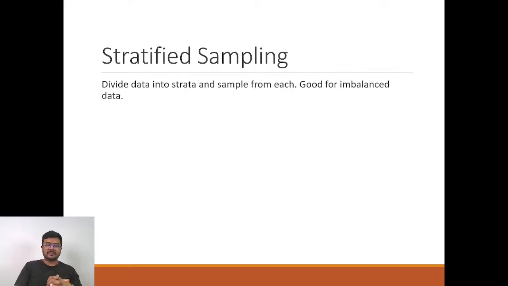Then comes stratified sampling. What happens in stratified sampling is the data is divided into various strata. Strata means we can say categories. So it divides data into strata, and from each stratum it samples, right? So this is good for imbalanced data. Like I said before, if your data is imbalanced, this kind of sampling, the stratified sampling, is best suited for that.